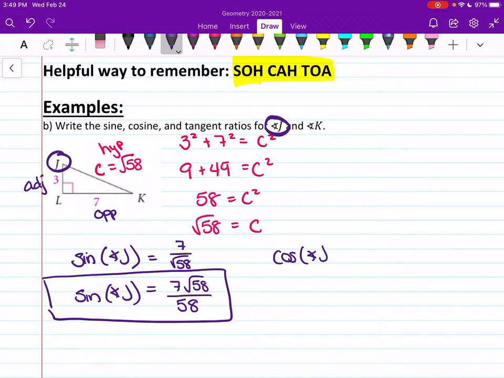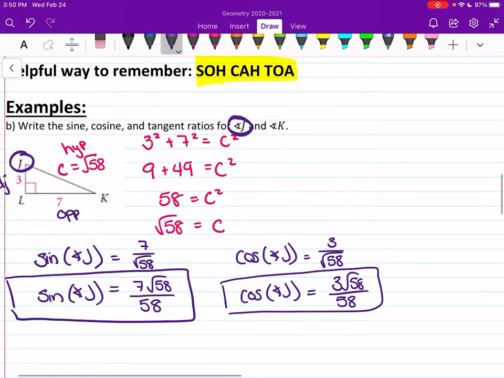Cosine of angle J, now instead of the length of the opposite side on the numerator, I have the length of the adjacent side, which is 3, and my hypotenuse is the square root of 58. So cosine of angle J equals 3 root 58 over 58. And then tangent, we abbreviate TAN, of angle J is going to be opposite over adjacent, so 7 over 3.